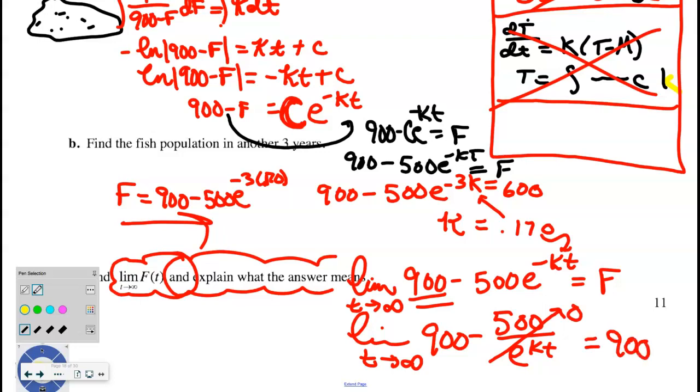Now go back to the context of the problem. What do you think that 900 means in the context of this problem? It's the what? Carrying capacity. Yeah, the maximum amount of fish that lake can support. It will never go over 900 because it doesn't have enough resources, for lack of a better word. Does that make sense?